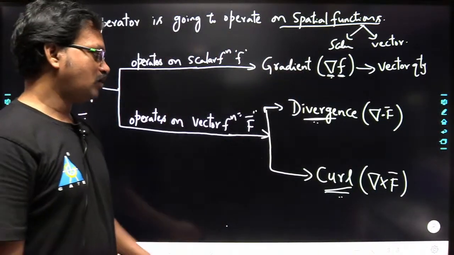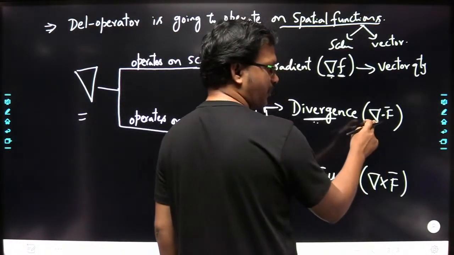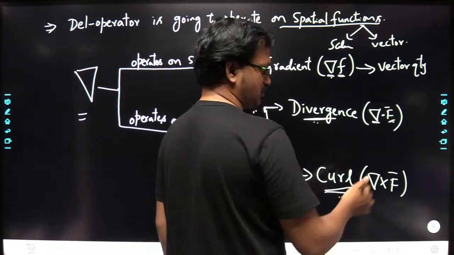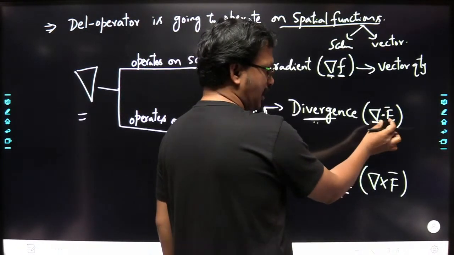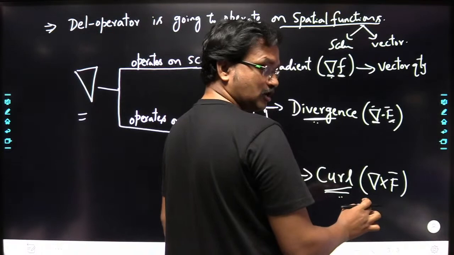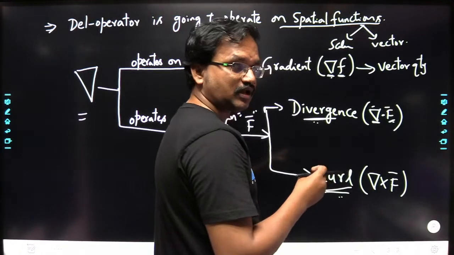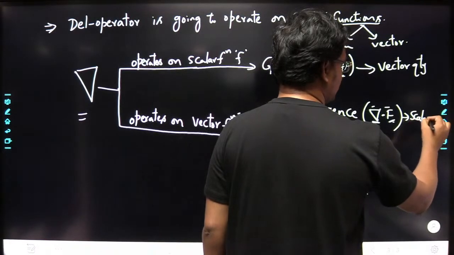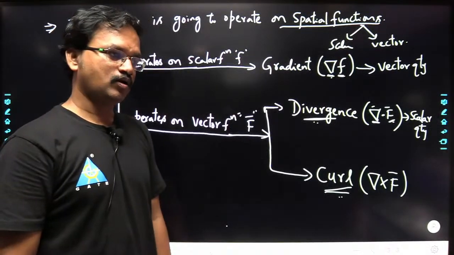Now coming to divergence. This is a vector differential operator, and f bar is also a vector function. You are doing the dot product between this vector operator and the vector function. If you do the dot product between any two vector quantities, the resultant is nothing but a scalar quantity. So the resultant of this operation is a scalar quantity.